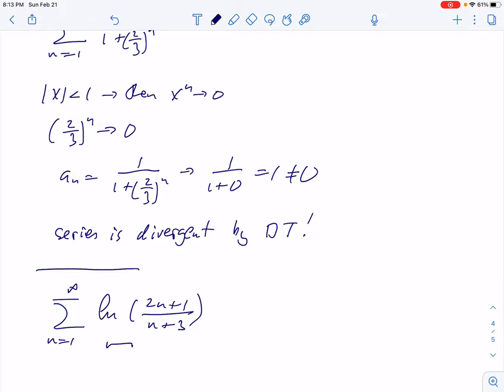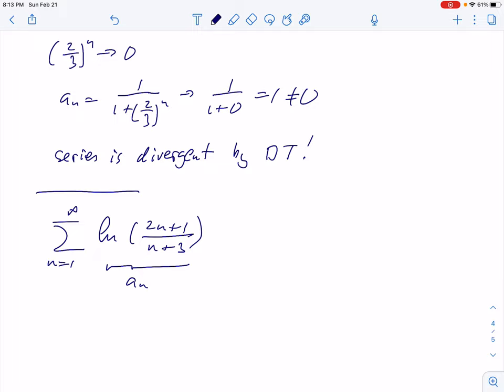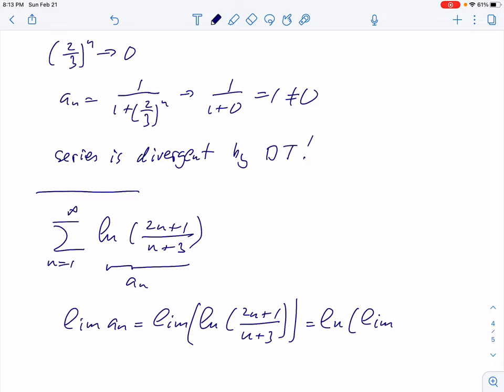So the general term of the series is this. We can find the limit here. We have done this for sequences. The limit of a sub n will be the limit of natural log of (2n plus 1) over (n plus 3). And because the logarithm is a continuous function, I can bring the limit inside the logarithm. So we have the logarithm of the limit of (2n plus 1) over (n plus 3).